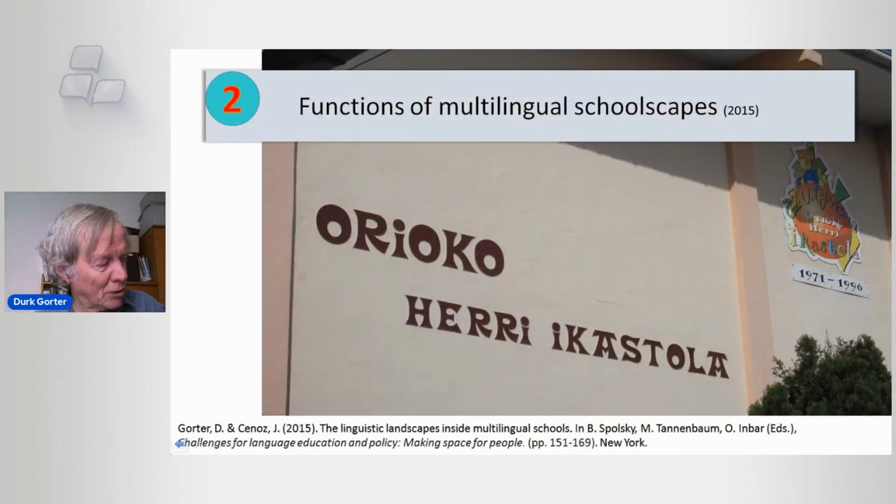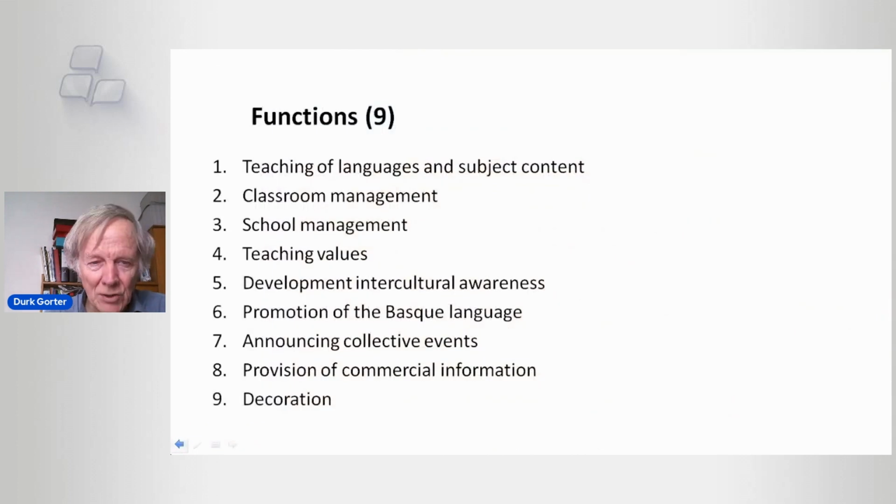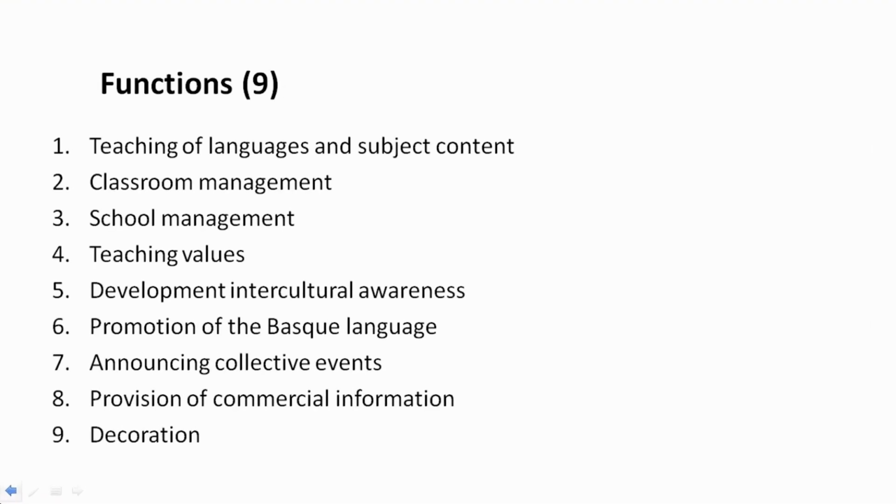This was our first study, but we continued with a study into the functions of multilingual schoolscapes. So we did a study in 7 primary schools in the Basque Country, where we studied also the schoolscapes, and we distinguished 9 different functions for the signs that are used in the linguistic landscape of the schools. So the teaching of the language, because it has some examples of that, or classroom management, what you're allowed to do and not to do, the school management, where you park your bike, etc.